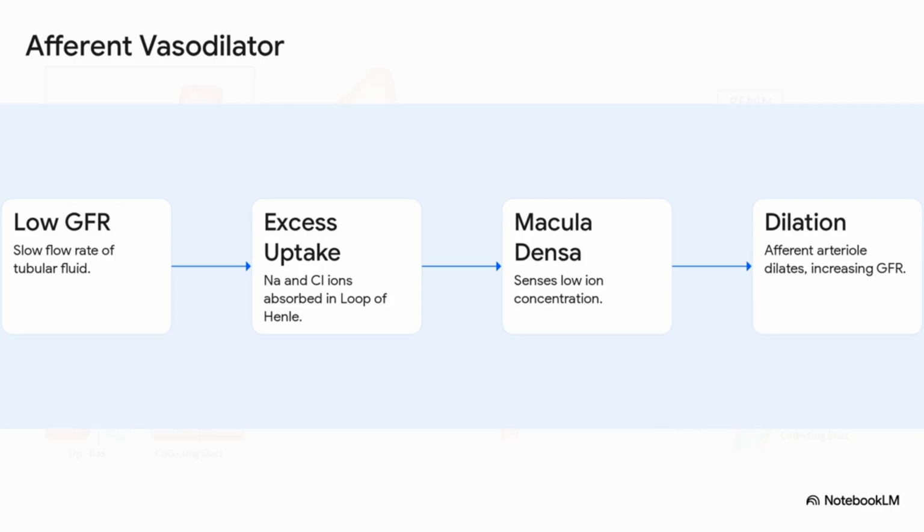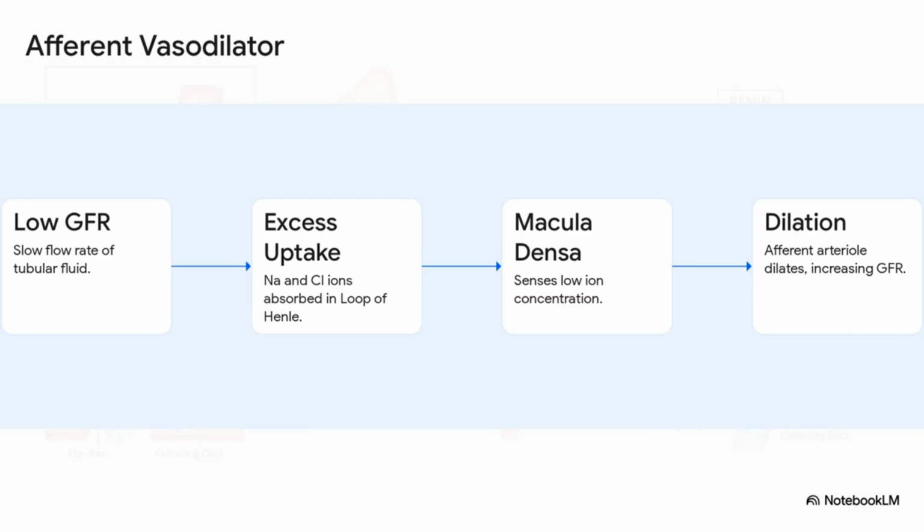Imagine a patient has a low GFR due to dehydration. This causes a very sluggish, low flow rate of tubular fluid. Because the fluid is moving so slowly through the ascending limb of the loop of Henle, the cells have extra time to overabsorb sodium and chloride ions. By the time that fluid reaches the distal tubule, the ion concentration is abnormally low.